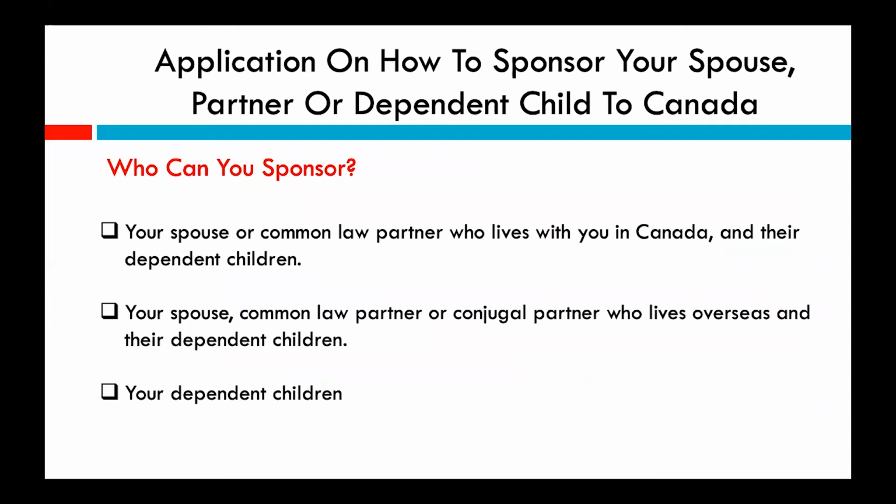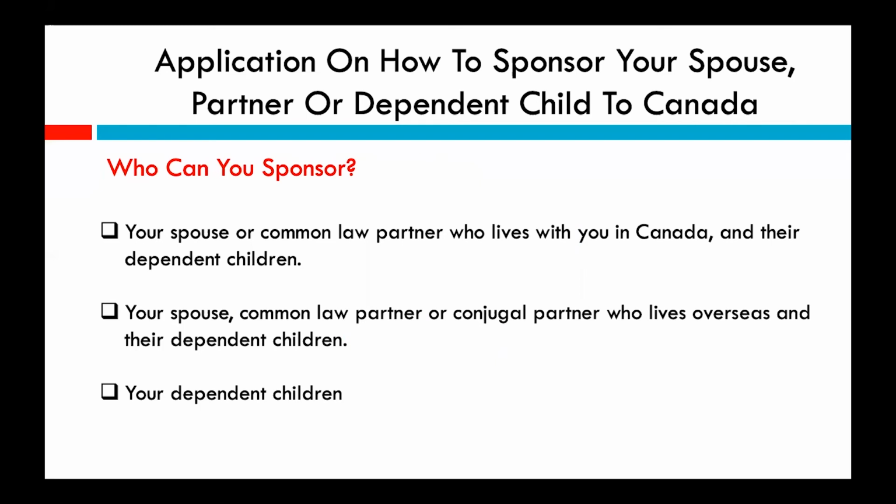Who exactly can you sponsor? You can sponsor your spouse or common law partner who lives with you in Canada and their dependent children. You can also sponsor your spouse, common law partner, or conjugal partner who lives overseas and their dependent children. And you can also sponsor your own dependent children.